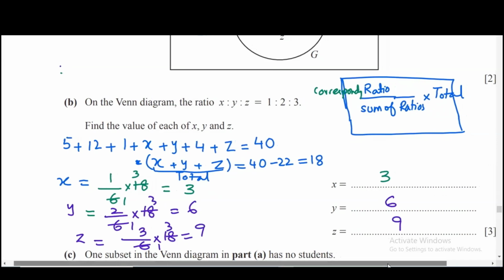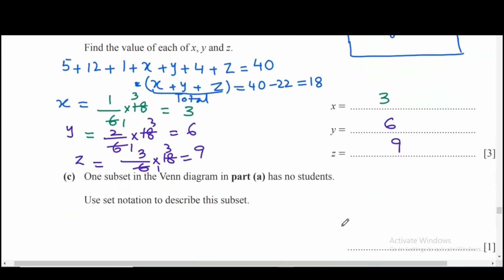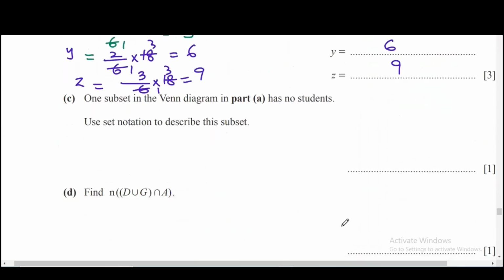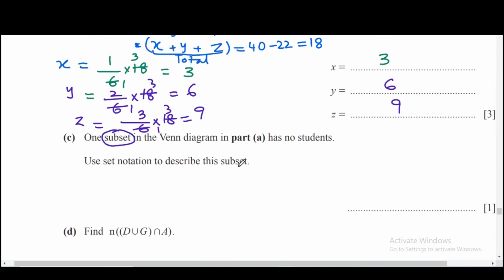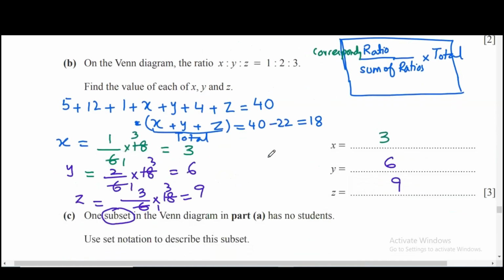This is a 3-mark question, I think. Yes. Now move on to the next part, which is on the subset. What is a subset? Basically, a subset is a part of a set. So suppose this is a set A. We can say this part is a subset, this part is a subset, and this part is a subset of set A here.